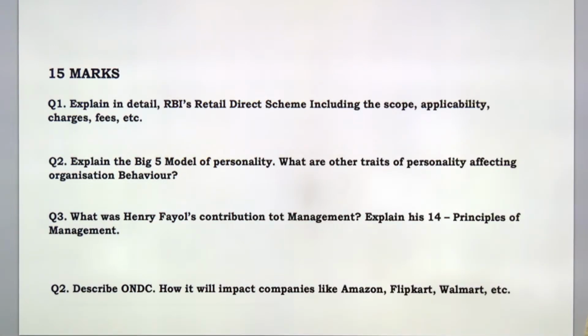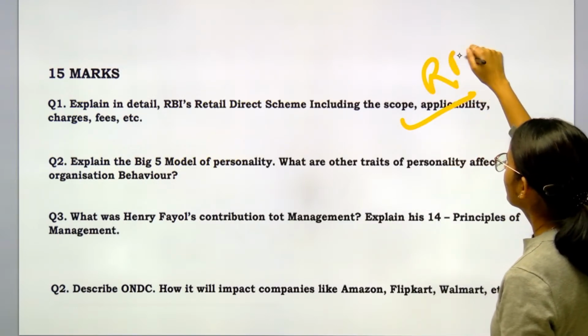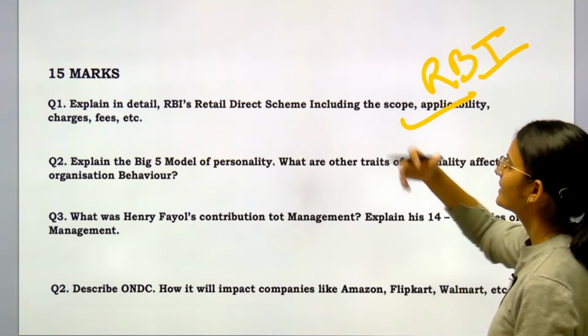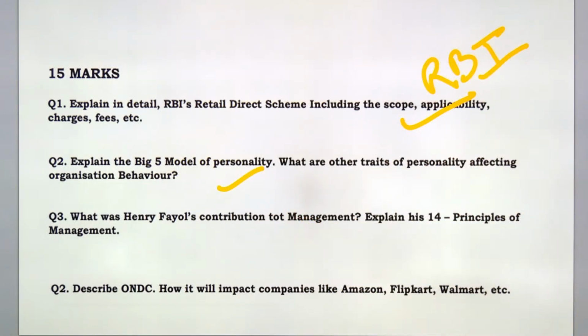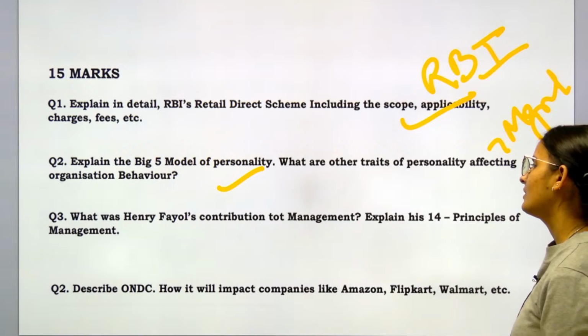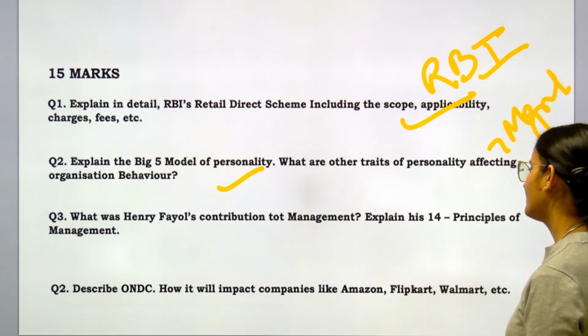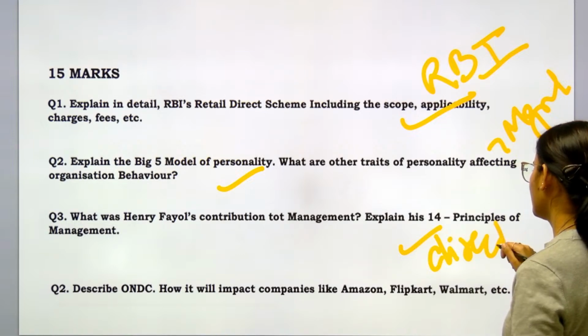Now, 15 marks descriptive questions. Explain in detail RBI's Retail Direct scheme, including the scope, applicability, charges, fees, etc. This is from a circular of RBI, or you can say this is from the scheme. Explain the Big 5 model of personality. What are other traits from management? What was Henri Fayol's contribution to management? Explain his 14 principles. Direct question. I will say very simple question.